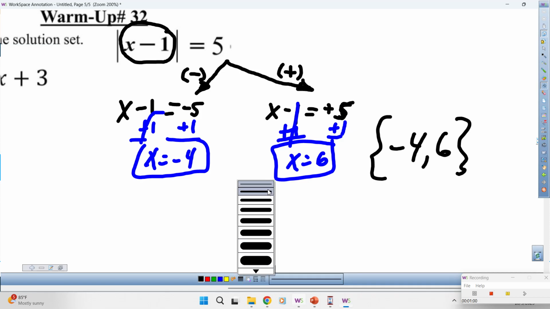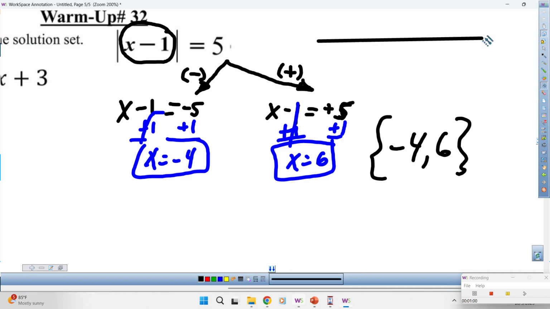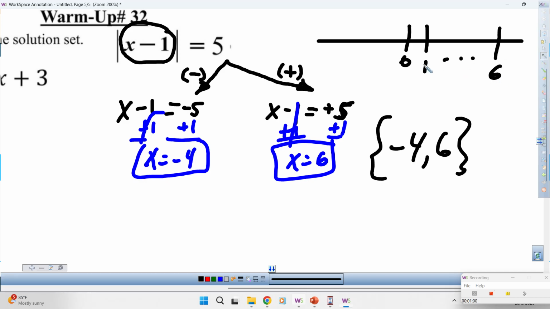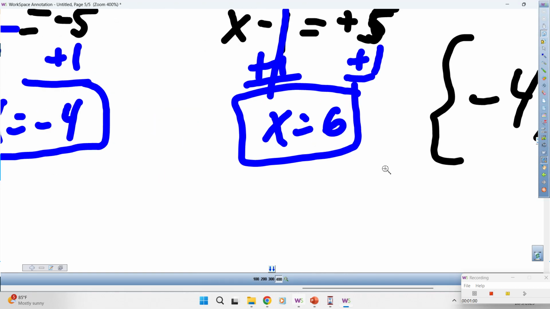Let me get my line here. Here's 0. Then we got 1, all the way to 6. Then I got -1 all the way down to what? -4. And all you have to do is plot your points for the solution. -4 and +6. Hands, have you got that by yourself? All right, not bad, some of us. All right, let me go to number 2.